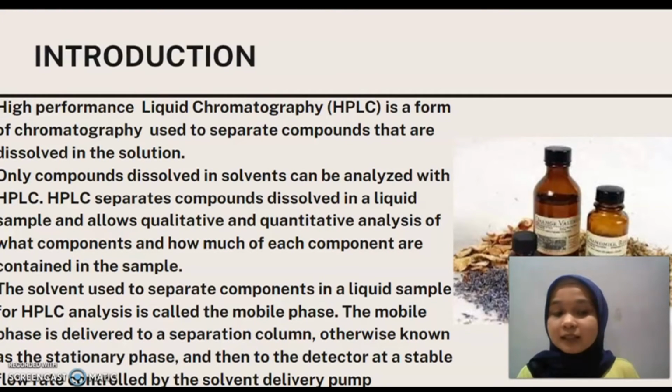The solvent used to separate components in a liquid sample for HPLC analysis is called the mobile phase. The mobile phase is delivered to a separation column known as the stationary phase and finally passed to the detector at a stable flow rate controlled by the solvent delivery pump.